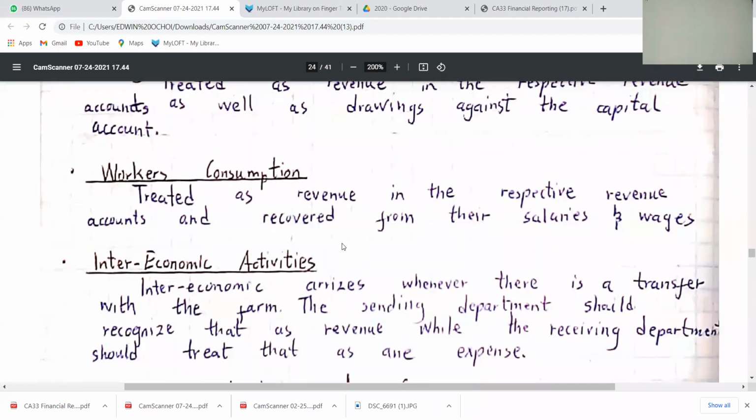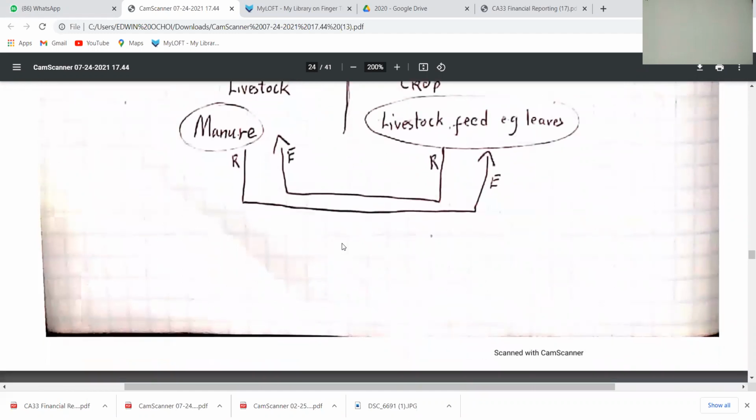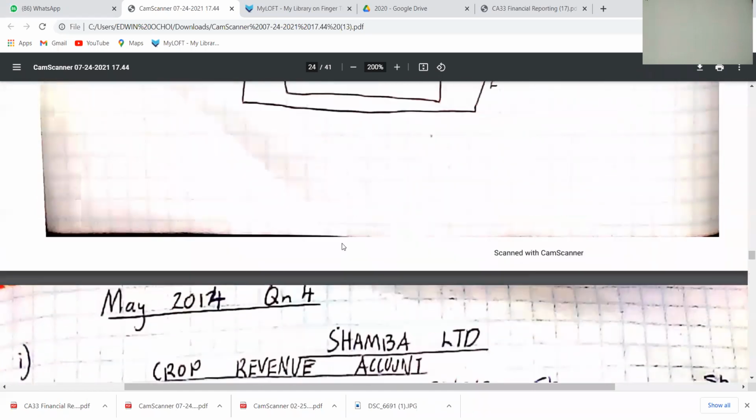So the department which is sending, like now, livestock was sending manure to the crop farming. In this scenario, livestock will treat this amount as revenue. Then the receiving department will treat that as an expense, and vice versa applies. So that is the case. Then now we can be able to do the question.